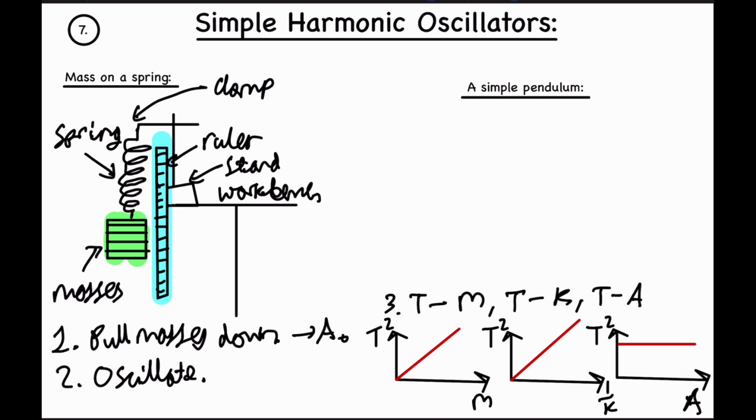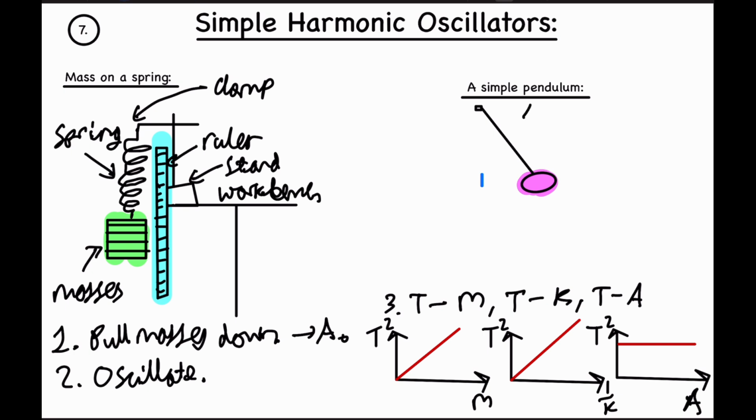So now let's go on to the simple pendulum. You would have an apparatus that looks something like this. You'd have a pendulum hanging from a fixed point at the top, and you will have a fiducial marker over here to measure the oscillation. Now let's go through the steps.